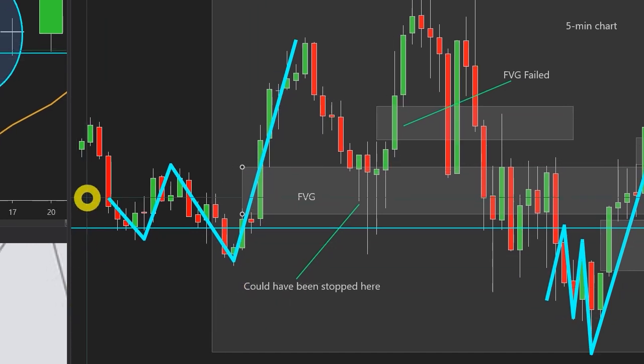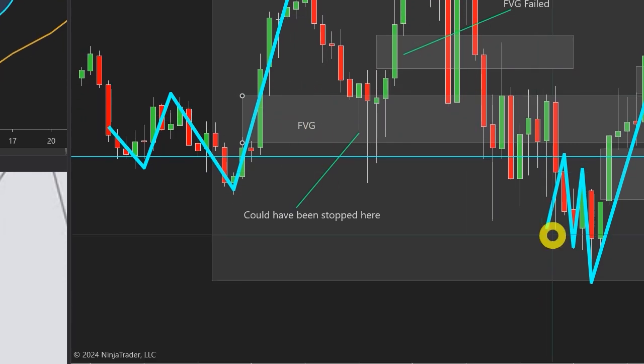This is the ideal textbook pattern that we're talking about here for a bull move. It goes down, comes up, goes down further, comes up further. So the down move is further than the previous one, and the up move is further than the previous one, and you're hoping that it creates a fair value gap. Now, this is too early.